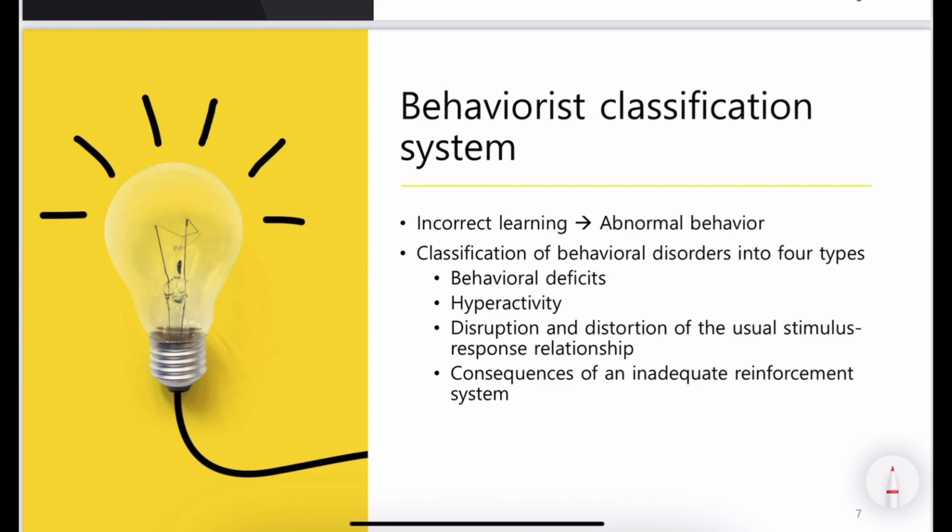It is classified into four main types. Behavioral deficit, a behavior that is normally expected in society, has not been learned or has been lost. Behavior excess, showing certain behavior much more often than is socially acceptable. And breakdown or distortion in the usual stimulus-response link. The normal connection between a stimulus and a response is broken or distorted.